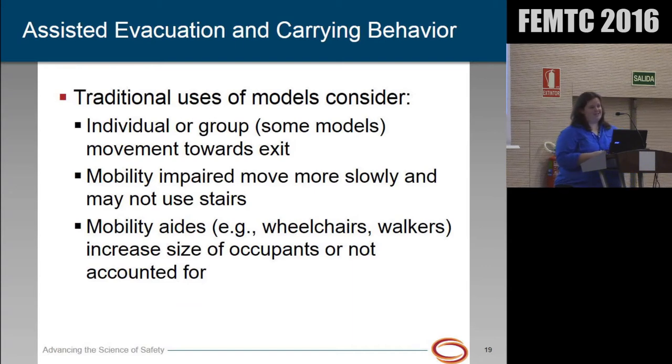So the last one I'll get into is assisted evacuation. I think we've heard a lot of good information about that this past couple days. Most of the current models consider individual behavior, or sometimes there are groups, but it's usually individual movement towards an exit. The only good way currently that we have to account for the mobility impaired is we can, of course, decrease their speed. But there's no good way to account for mobility aids such as wheelchairs, walkers, crutches, or in the case of hospital evacuation, beds or stretchers.